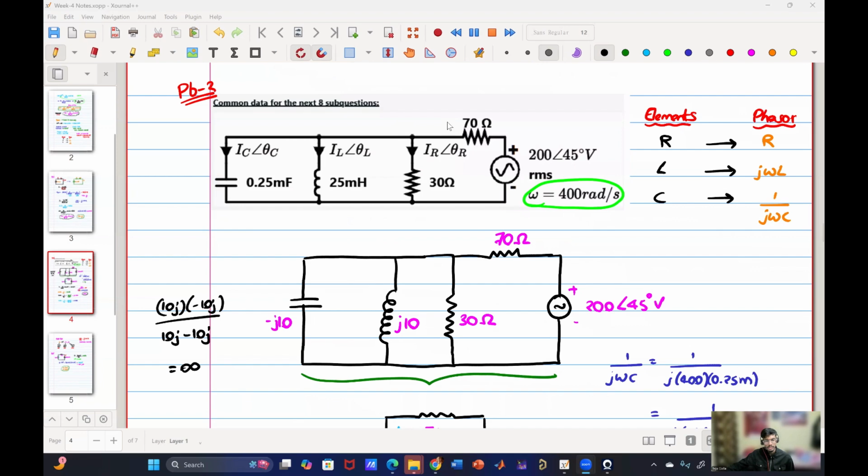Clear? So steady state means it's not DC state. Not DC, sine, sine. Steady state does not mean only DC always.